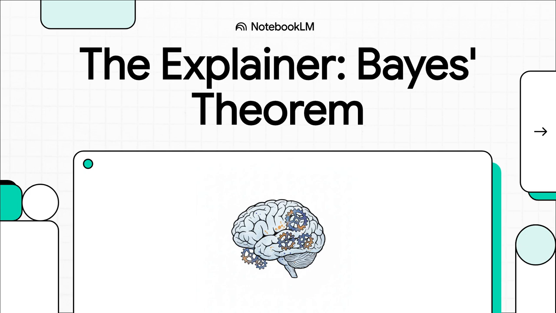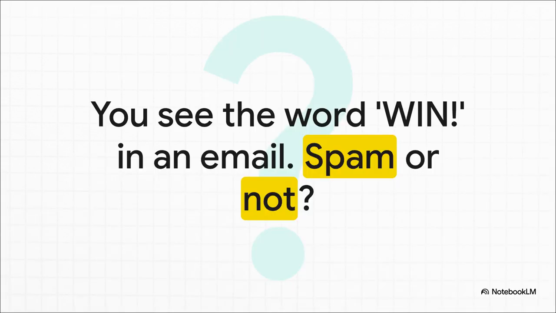There's this powerful idea that's quietly running in the background of your daily life, in everything from your email inbox to the most advanced AI. We're talking about Bayes' theorem. So let's start with something we all get. An email pops up, and the subject line just screams, "win." Immediately your gut kicks in. Spam, right? But how does a machine, like your spam filter, get that same gut feeling using nothing but data?